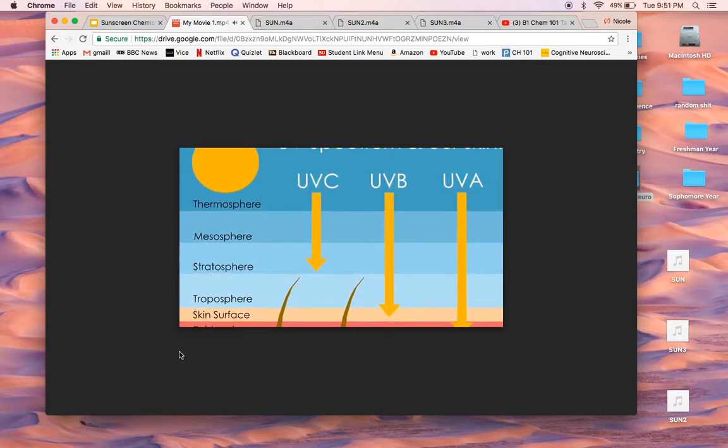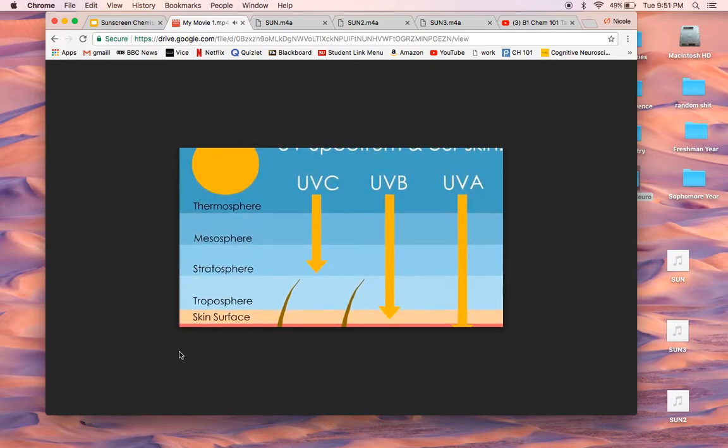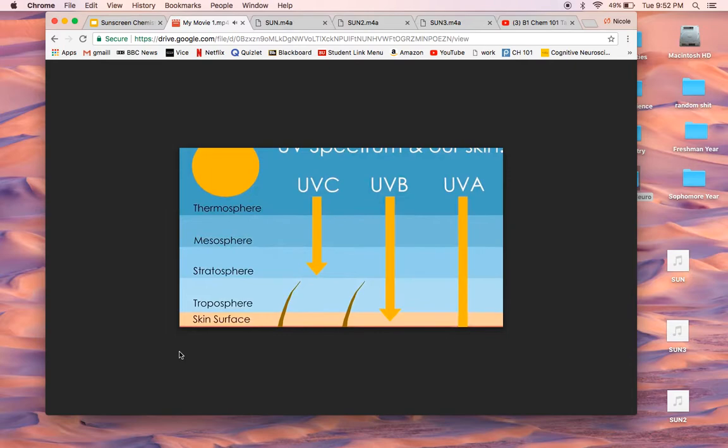For latitude, the closer you are to the equator, the stronger the radiation. For altitude, the higher up you are, the less atmosphere there is to filter out UV radiation. And for cloudiness, the more the sun is blocked, the less radiation that gets through.